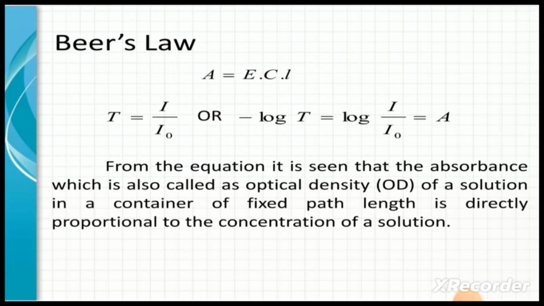Now T equals I upon I0. What is T? T is the transmittance. So minus log of T equals log of I0 upon I equals A. From the equation, it is seen that the absorbance, which is also called the optical density of a solution in a container of fixed path length, is directly proportional to the concentration of the solution.